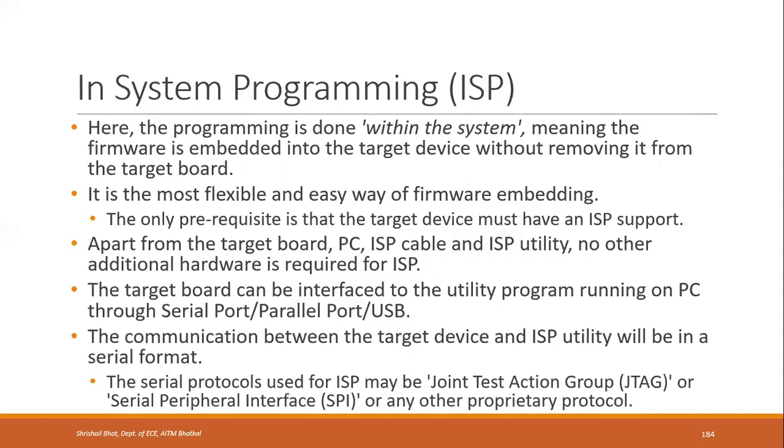Apart from the target board, PC, ISP cable, and ISP utility, no other additional hardware is required for ISP. In the case of out-of-circuit programming, we require external or additional hardware called the programmer or the programming device. Here, no additional hardware is required for ISP. The target board can be interfaced to the utility program running on the PC through different interfaces like serial port, parallel port, or USB. The communication between the target device and the ISP utility will be in a serial format. Normally the protocols used for ISP are JTAG, serial peripheral interface, or some other serial communication protocols.